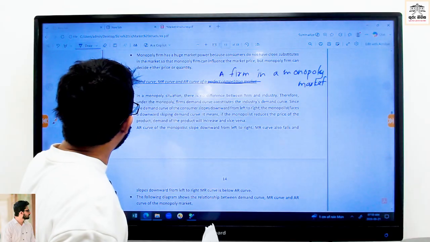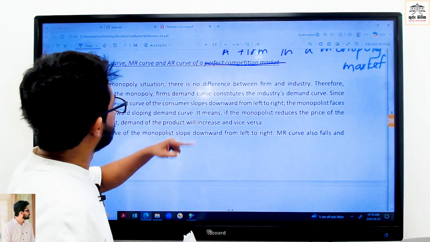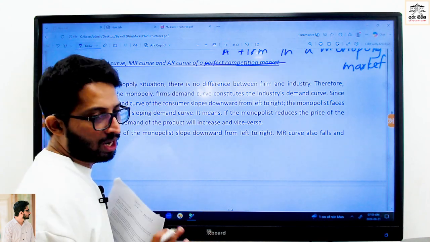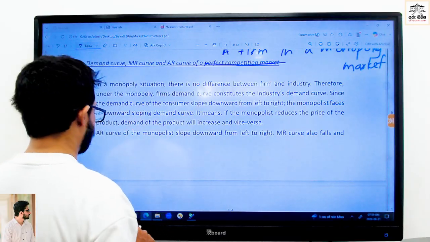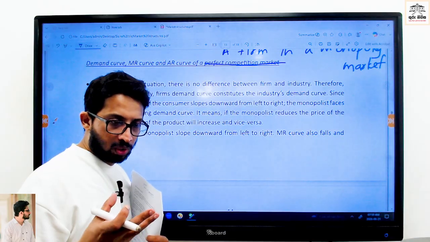Read it very carefully, Lamai. In a monopoly situation, there is no difference between firm and industry. Yes, 100% correct, Lamai, because the entire market is dominated by one firm.